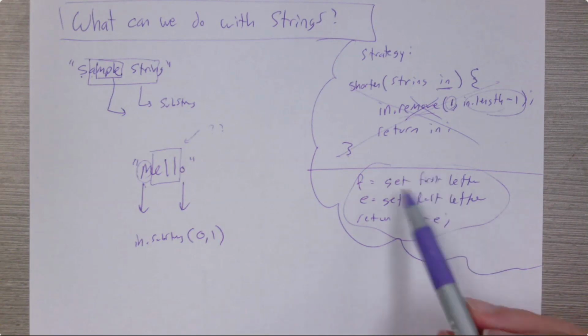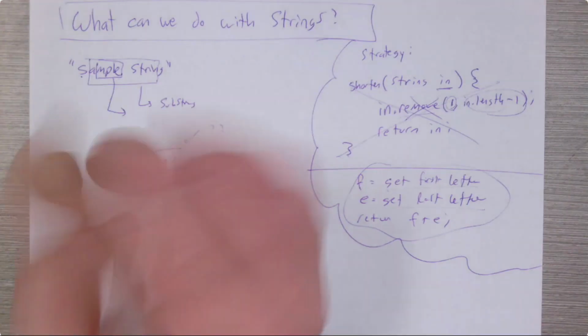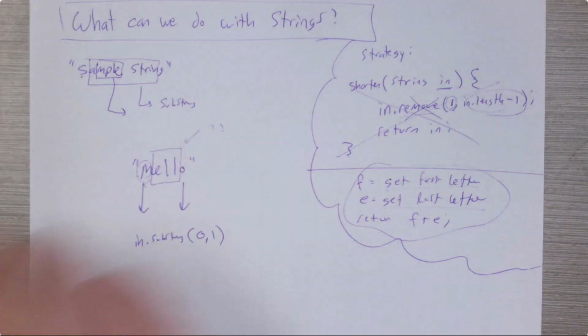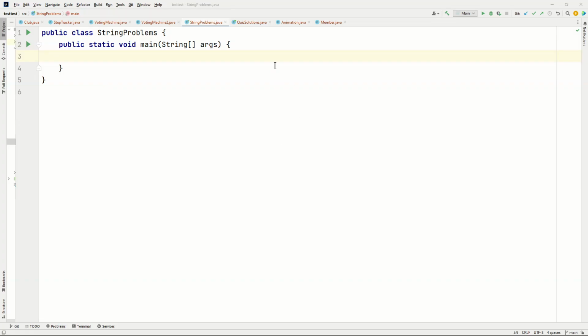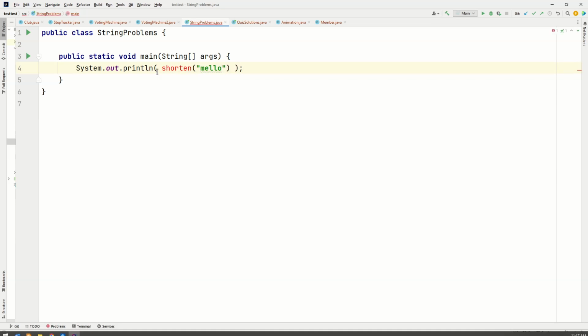Now all I have to do is decide how to get the first letter and how to get the last letter. And substring lets us get out any portion of the string we want. It could be individual letters, could be multiple letters. So let's proceed with a solution now. Whenever you're programming, it's usually a good idea to start with test cases before you actually implement your method. So let's do this: System.out.println shorten mellow, which was one of my test cases. Let's just start with that one.